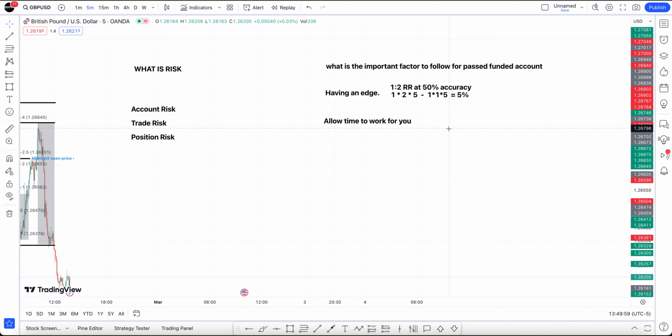This is just based on my understanding and my knowledge. I'm not saying you should go and do this. You're doing everything at your own advice, at your own risk, and this is not financial advice at all. It's just for educational purposes.